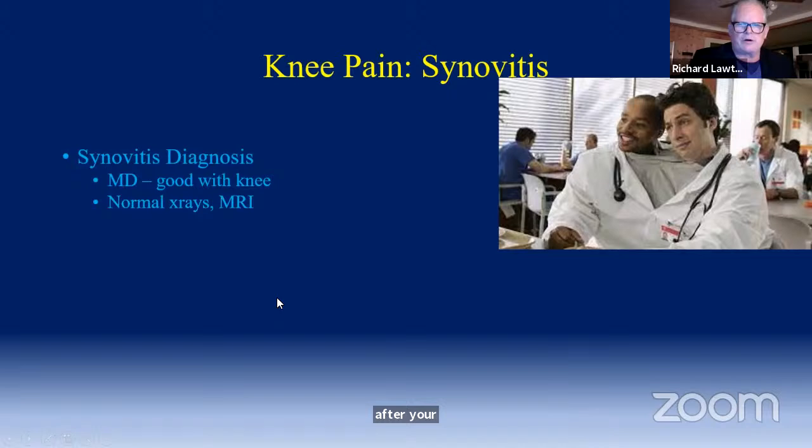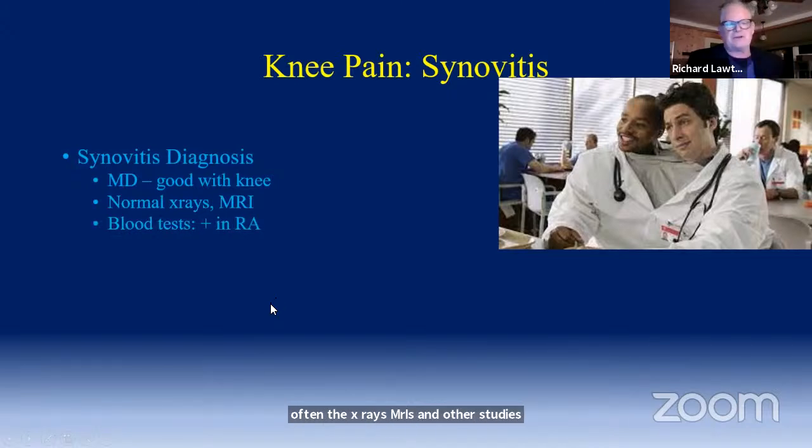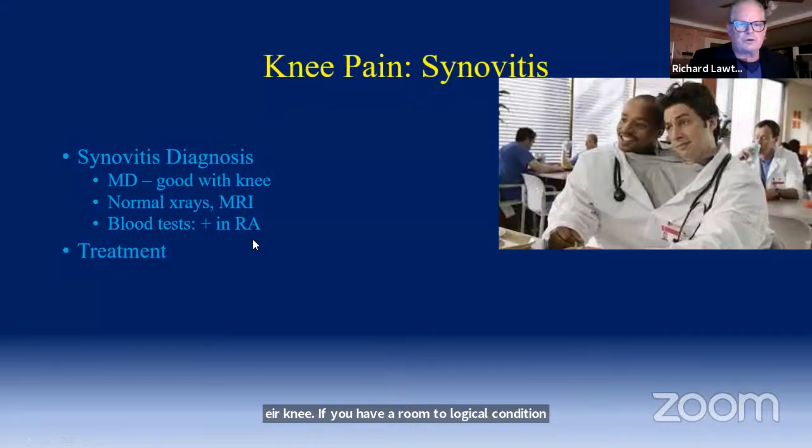Often the x-rays, MRIs, and other studies are normal in patients who have synovitis or inflammation in their knee. If you have a rheumatological condition, oftentimes the blood tests in those scenarios are abnormal. RA means rheumatoid arthritis. Sorry about that. I'm using too much jargon.